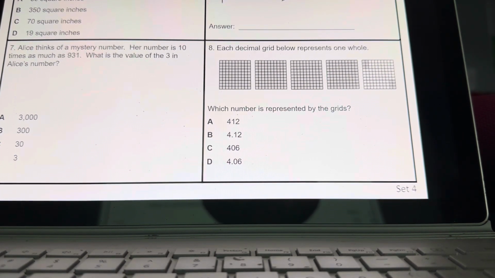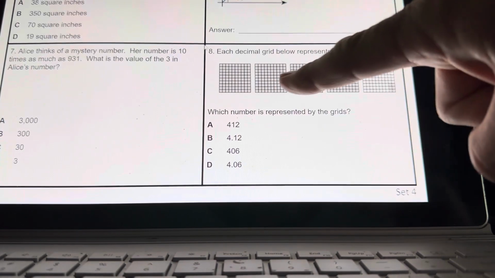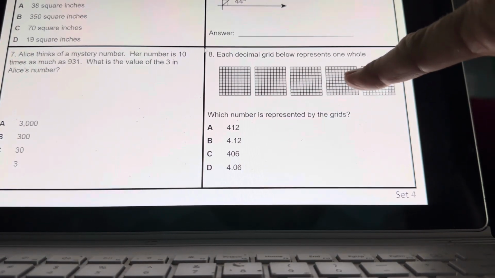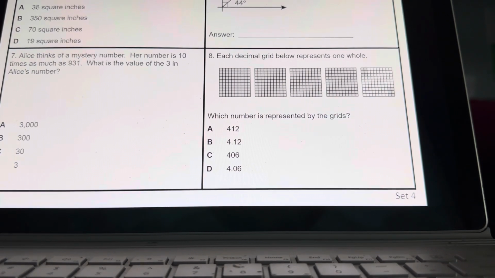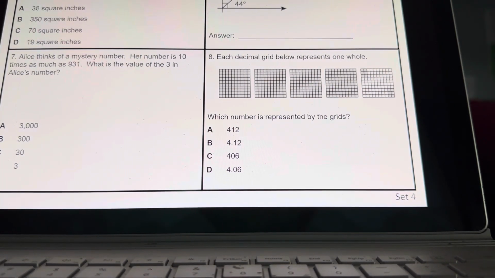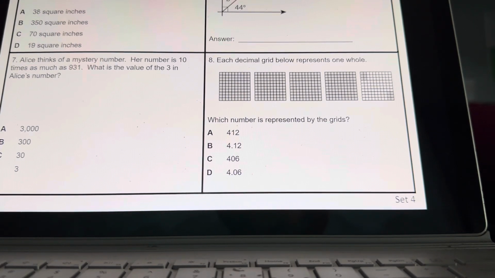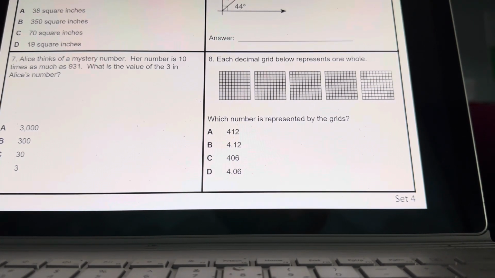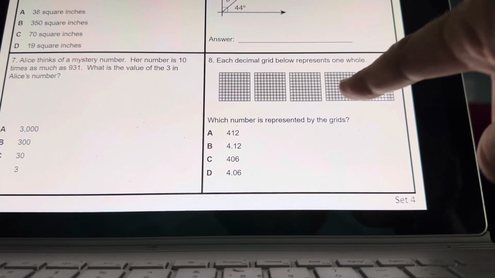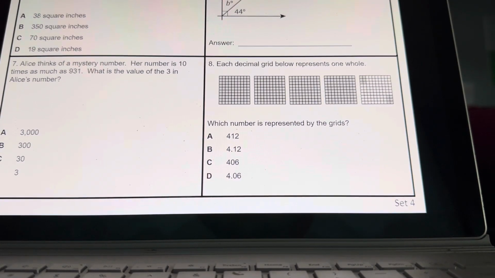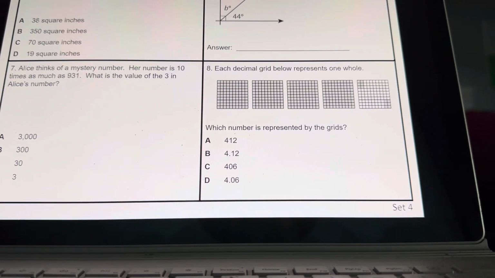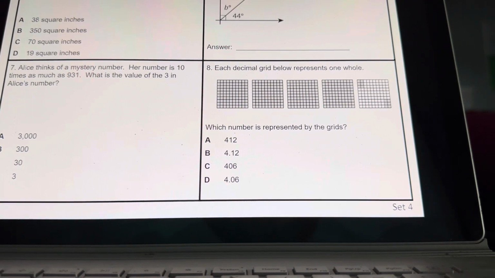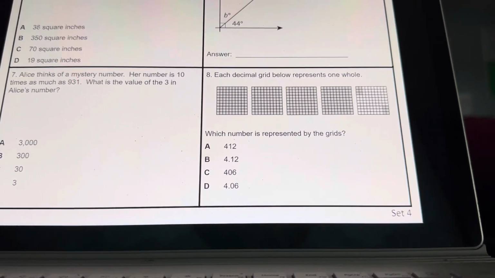Well, if I know they each equal one whole, this would equal 1, this equals 1, this equals 1, this equals 1. So that's a total of 4. So I have 4 wholes, or 4 ones, which eliminates answer choices A and C, because answer choice A says it's 412. Well, I know each of the grids there equals 1, so it can't be 400, otherwise I'd have to have 400 of these. That would be cray-cray. I know, I'm looking at the computer, actually, it made it easier. So I know it has to be 4 ones, so that eliminates A and C.